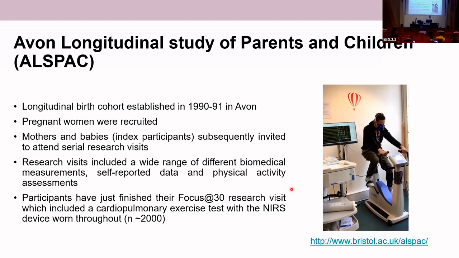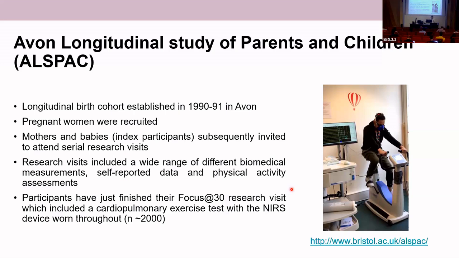So at Focus 30, the visit included a cardiopulmonary exercise test. Oh, and we also put the mNIRS device on during the test. So almost 2,000 people have done this test now. And because the study just finished, I don't have any results to show you.